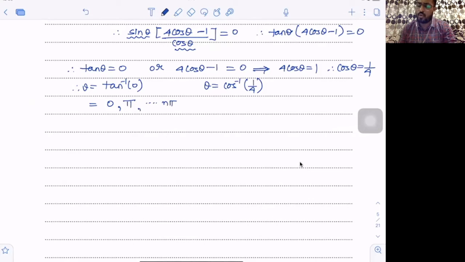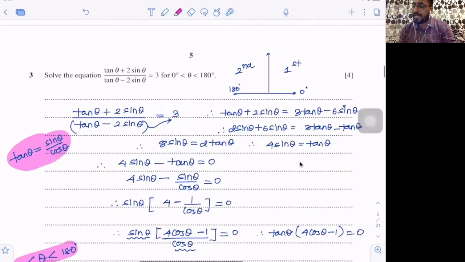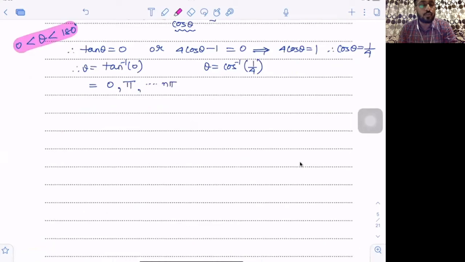But here I know that theta is restricted between 0 to 180 degrees, if you remember, right? Theta is from 0 to 180 degrees. Look at the question. The question says that theta is lying between 0 to 180 degrees. So I have the value of tan inverse of 0 as 0 or pi. Now, did you see theta lies between 0 and 180, but excluding 0 and 180? 0 and 180 are not the values of theta. So theta cannot become 0 or pi.